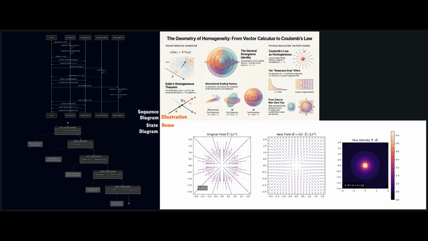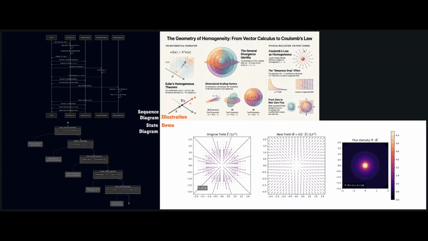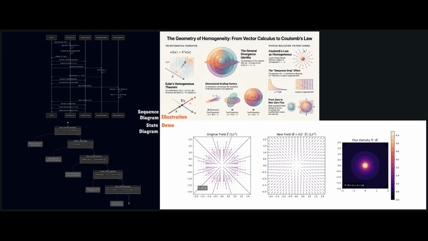The sequence diagram illustrates this as a linear progression. First, proving a core identity, and then immediately moving to interactive tools that provide real-world verification. This ensures that the math is not just a theoretical exercise but a confirmed reality for various field types, such as those that radiate outward or those that remain constant regardless of position.